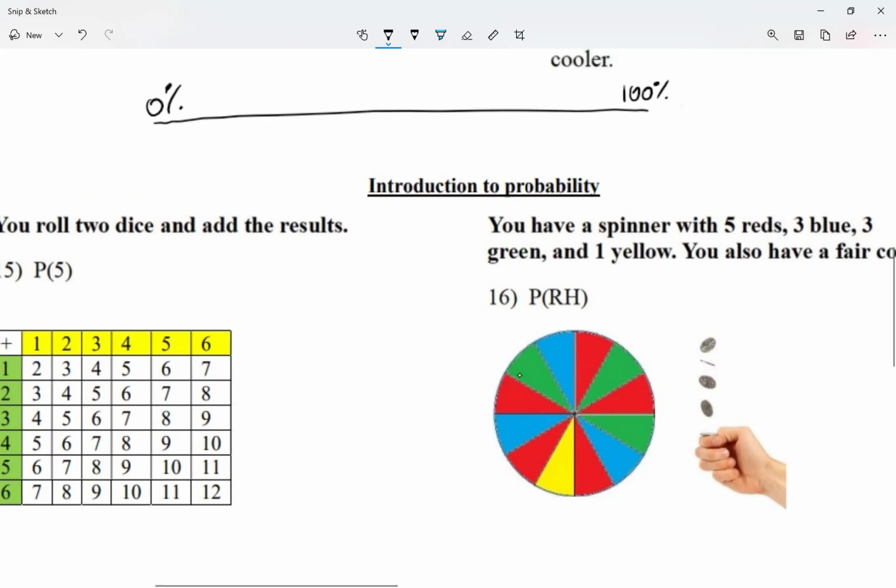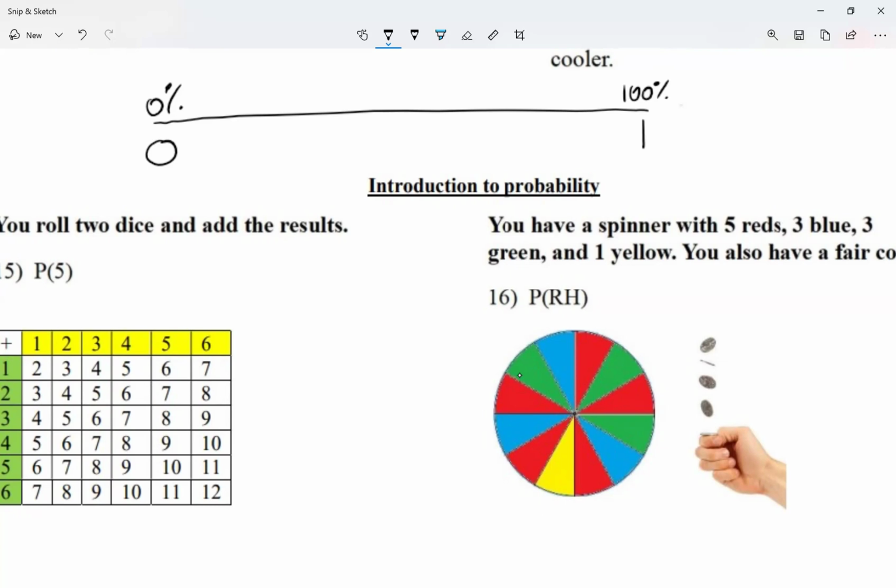So 0%, the probability that it's not going to happen, is 0. 100% as a decimal, you learned back in the day that you write that as a 1. So probability is going to be a decimal between 0 and 1. So more than 0, less than 1. So yes, I expect my answer to be 0 point something.